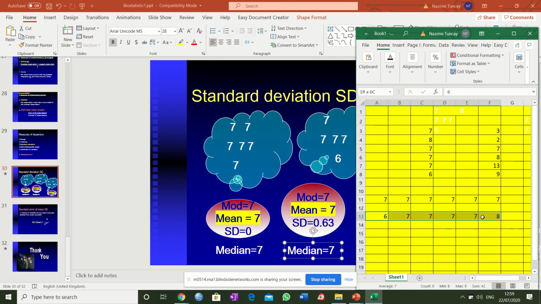I ordered them. After I ordered them, the rule of the median is, if it is, let us say 6, I divide it by 2 and I have 3. So I take the third and fourth values and divide by 2, and the median is again 7 in this question.